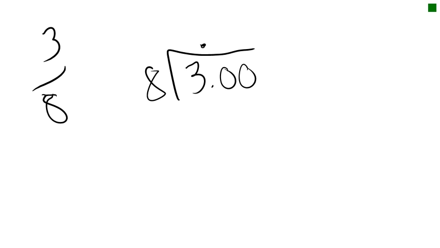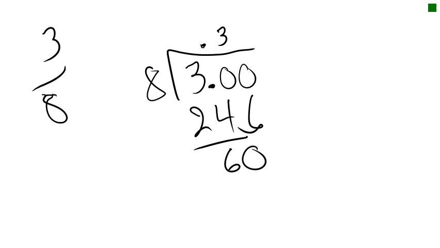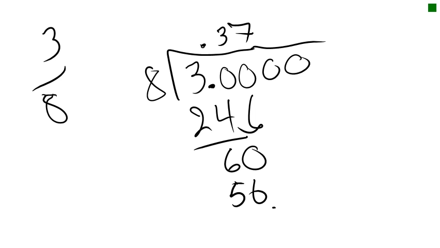Put it in our divisor. Here we go. 8 into 30 is going to go 3 times. 3 times 8 is 24. Leaves us with 6. Bring down the 0. Give us a couple more zeros just in case. Okay, so 8 into 60: 8 times 8 is 64, so that's not going to work. It's going to be 8 times 7, so that'll be 56.